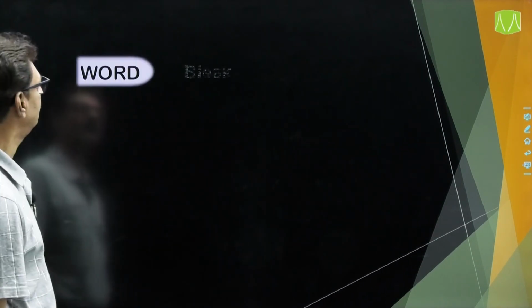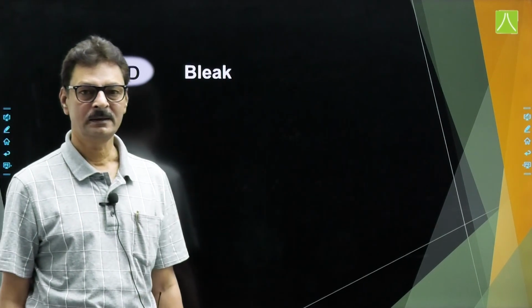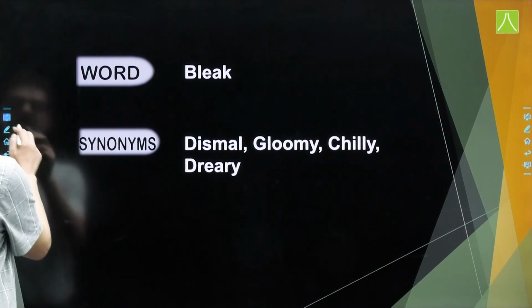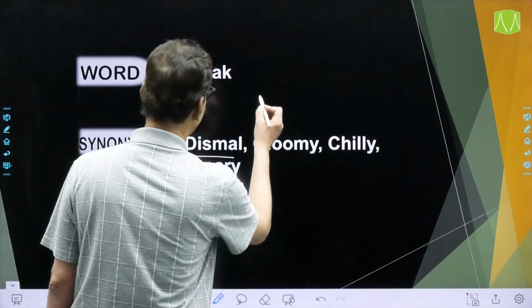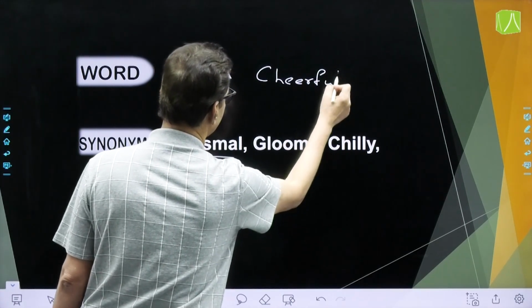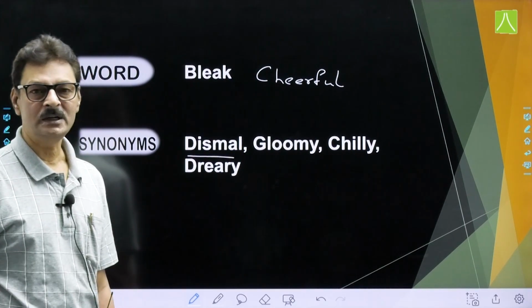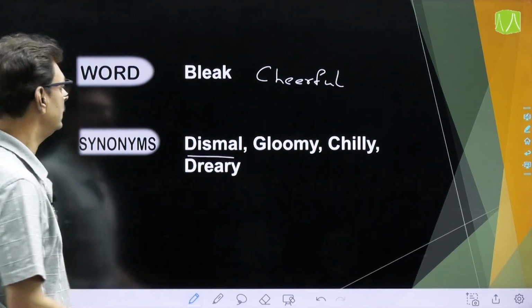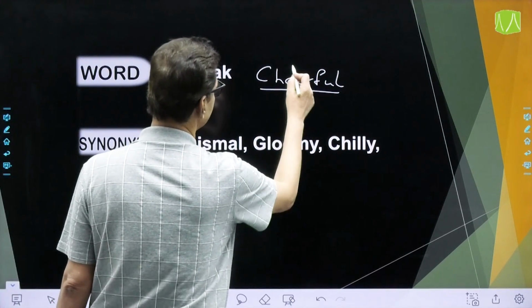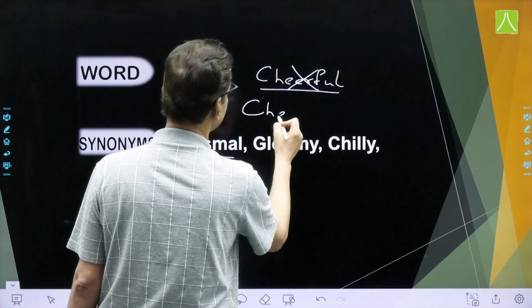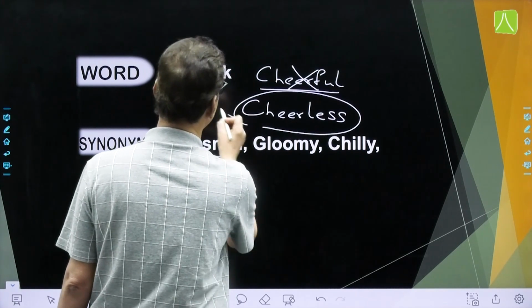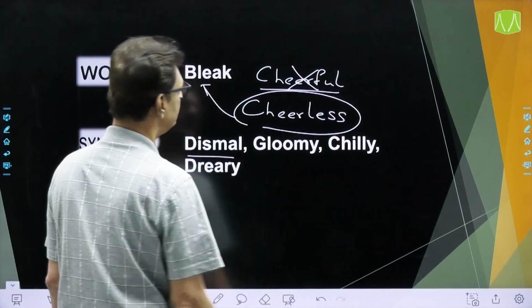Next one, bleak. Bleak, the synonyms for this word: dismal, gloomy, chilly, dreary. Dismal, bleak, cheerless. Other words you can say: bleak world, dark world, cheerless world. Sorry, cheerful becomes the opposite. Yes, ये नहीं है. The correct will be cheerless. मैंने गलती से cheerful लिख दिया. cheerful तो इसका opposite बन जाएगा.